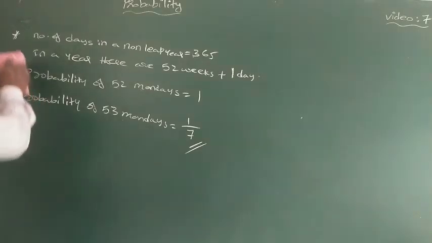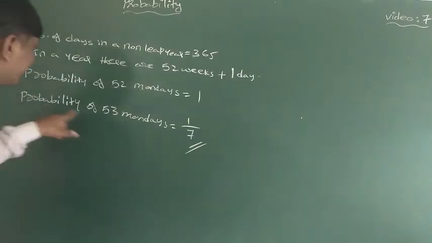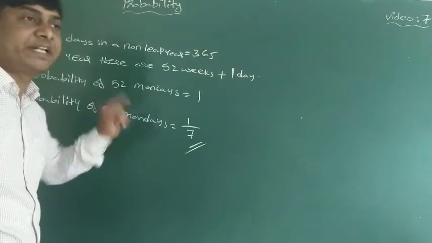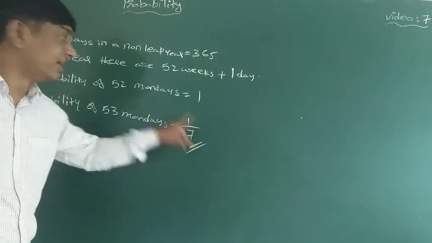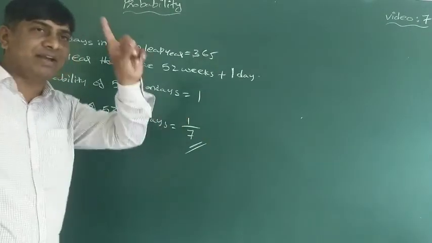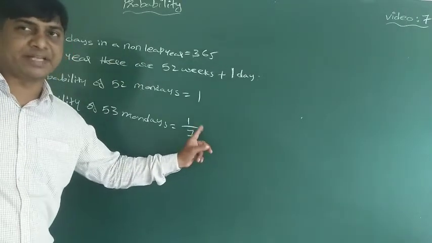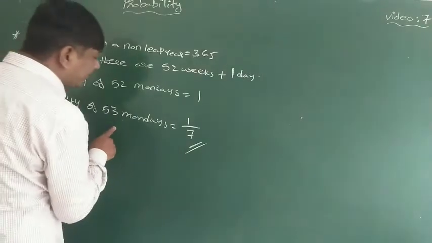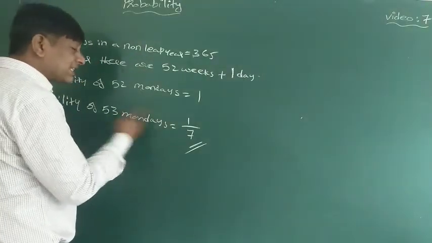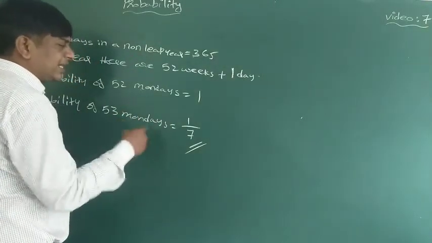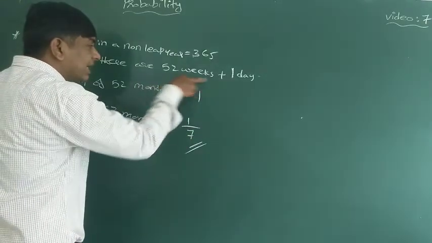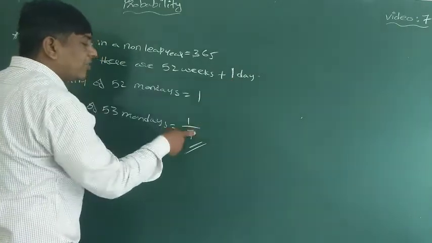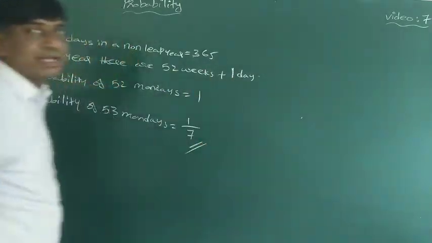Next, if they ask the probability of 53 Mondays, Sundays, Tuesdays or any day, 1 by 7 will be the answer. If they ask 52, 1 will be the answer. This is a very important competitive example. Why is the probability of 53 Mondays 1 by 7, or any day 1 by 7? Because there are already 52 weeks, and that one additional day can be any of the 7 days. So there is a 1 by 7 chance.